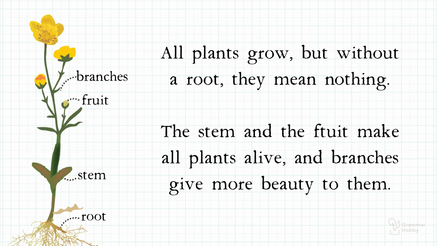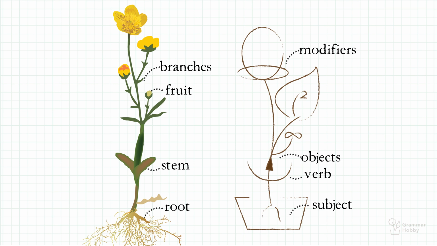I'll start our lesson with this. All plants grow, but without a root, they mean nothing. The stem and the fruit make all plants alive, and branches give more beauty to them. So why am I telling you about plants? Knowing that we've been studying English grammar for weeks now. Because all sentences are like plants.